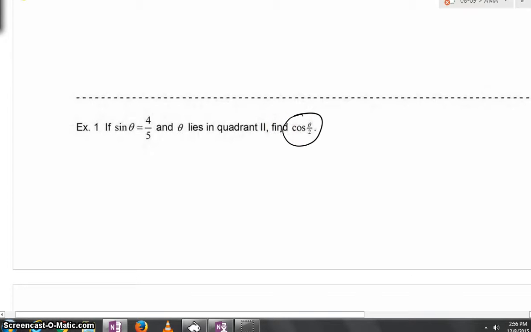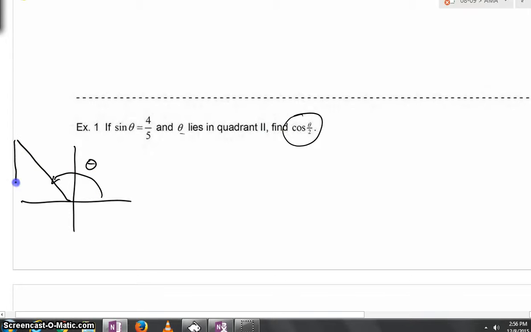Let me tell you why kids get into trouble with this half angle issue. Without a doubt, it's about the plus minus. Yes, that is the key to doing this problem. They're going to tell you theta lies in quadrant 2. We've been doing these problems for weeks and weeks.